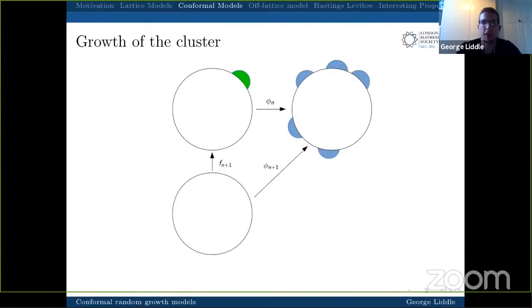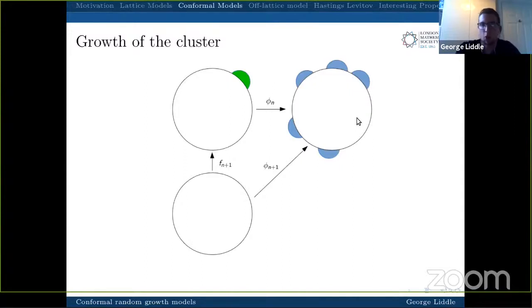Now, the key thing to note here, and a key feature of these models, is that we choose the attaching angles and the capacities or size of the particles via the map Fn. We choose how they're distributed. But once they're mapped by phi-n, they're going to be distorted. So the attaching angle that I pick or choose how it's distributed in the top left here is not going to be at the point where I attach on the cluster itself.